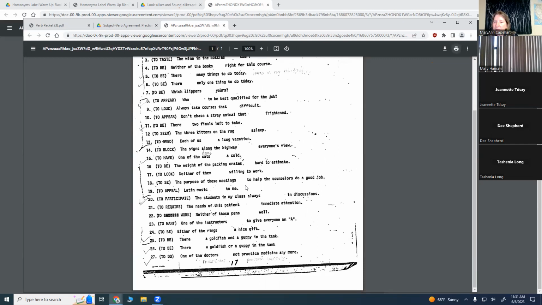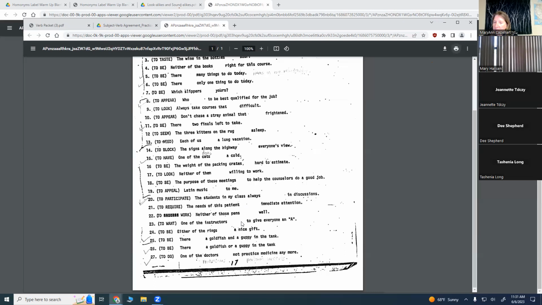Good job. Latin music appeals to me. The students in my class always participate in discussions. No S because students is plural. The needs of this patient require, needs is plural, opposite, no S. Neither one of those pens works well. That's something we don't say very often. One of the instructors wants to give everyone an A. One is singular, S on the verb.